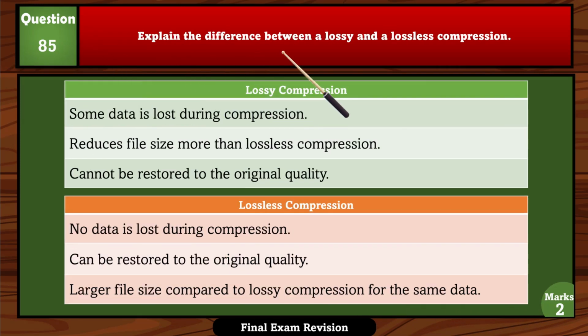Question 85, explain the difference between lossy and lossless compression. So in lossy compression, some data is lost during the compression to reduce the file size more than lossless compression, and it cannot be restored to the original quality. While in lossless compression, no data is lost during the compression process, it can be restored to the original quality, and it has a larger file size compared to lossy compression for the same data.